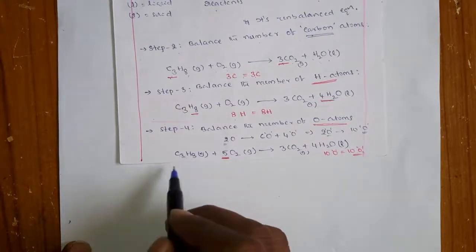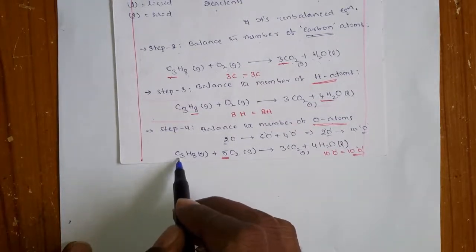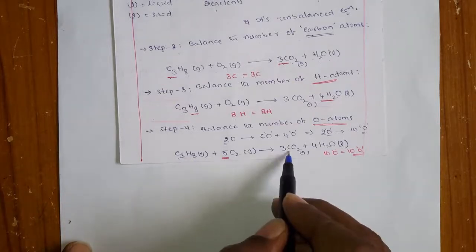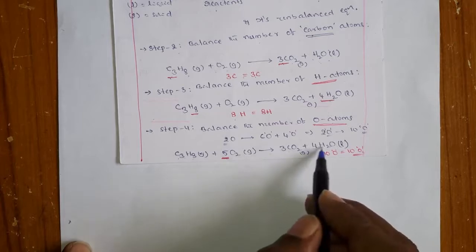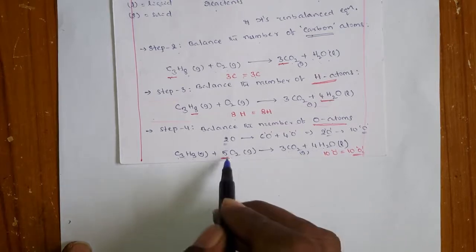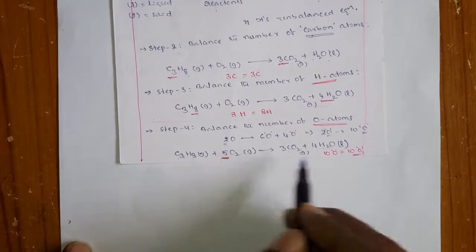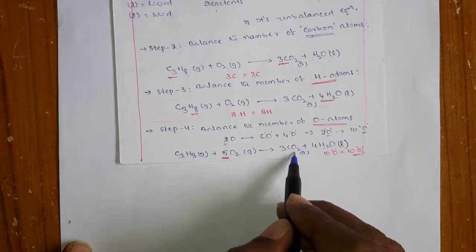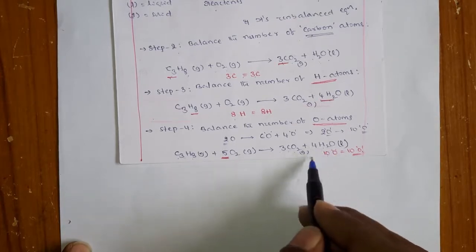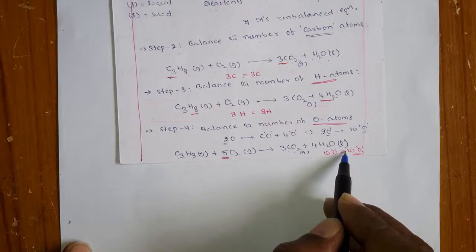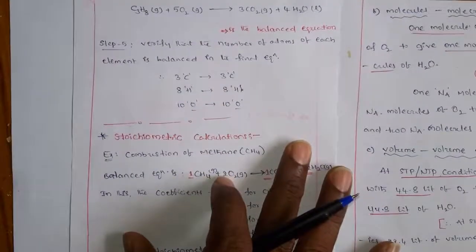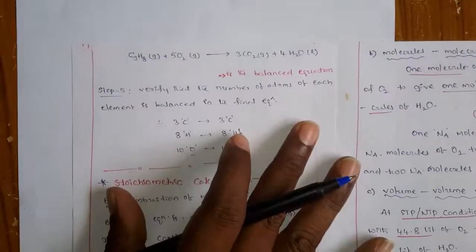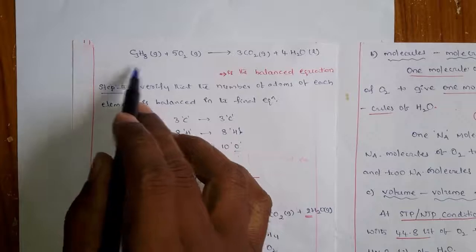You see here carbons, how many? 3 carbons left side, 3 carbons right side, balanced. Hydrogens, left side 8 hydrogens, right side 4 into 2, 8 hydrogens, balanced. Oxygen, left side 10 oxygens, right side 3 into 2, 6, plus 4 into 1, 4, overall 10 oxygens. So now it is a balanced chemical reaction. Like that we have to balance a chemical reaction.